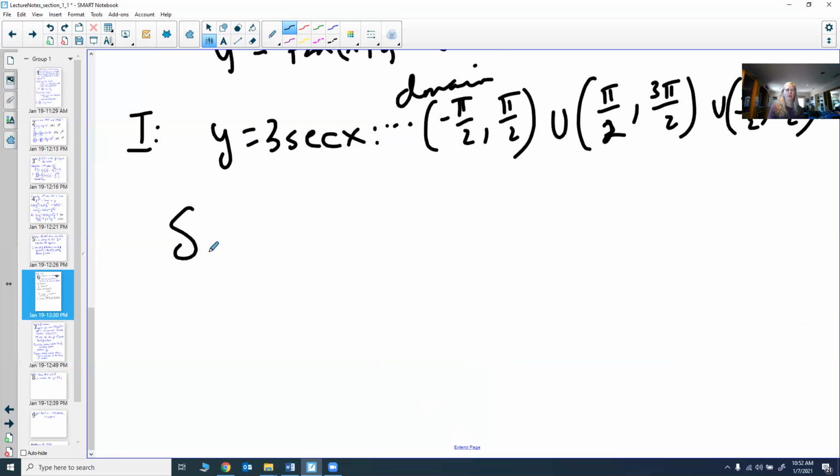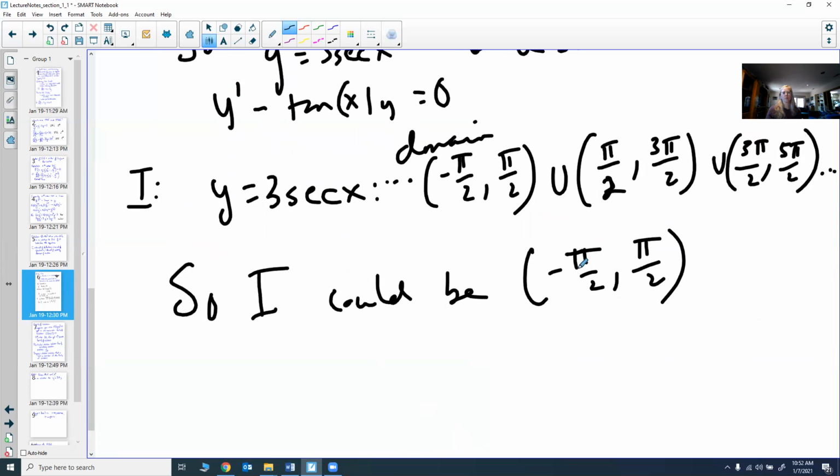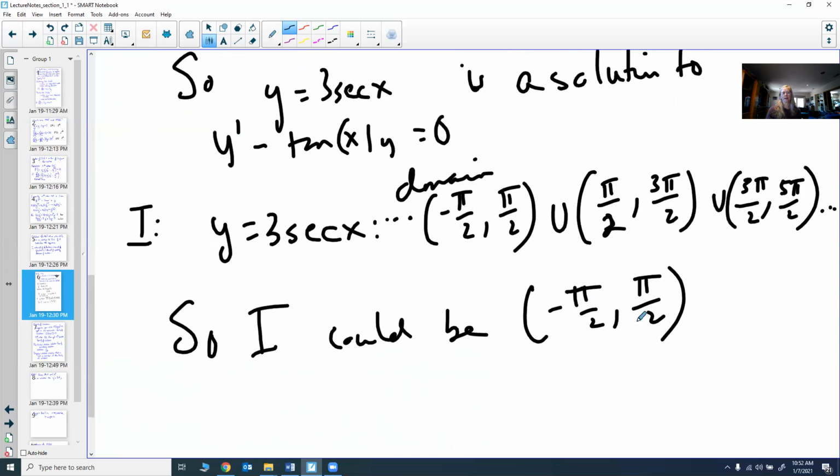So we could say that I could be minus pi halves to pi halves. It could also be any of the other ones, but we're going to go with that one at the moment. The way we tell which one it is depends on if you have an initial value, a point that would give us information about that. So usually when we have an initial value, when we know something, that tells us which one we'd actually want, but we could just go with that at the moment.